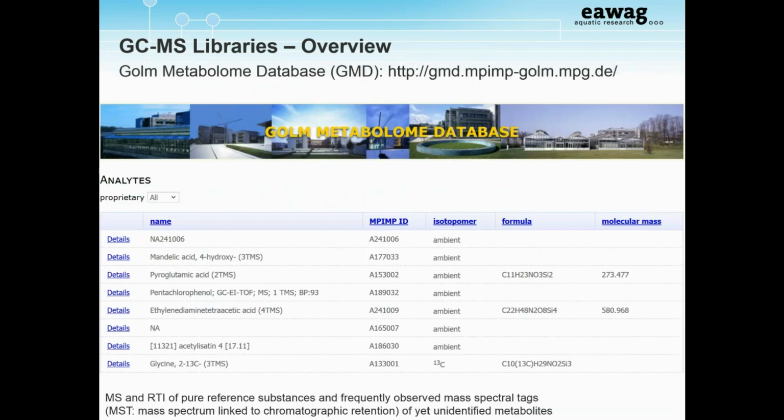We also have the Golm Metabolome Database, which is hosted by the Max Planck Institute in Germany. What I really like about Golm is that they've also referenced unknown substances that they're frequently observing in their samples. So their library has mass spectra and retention time index of both pure reference substances, as you see here, the ones with the information, but also of their unknowns. This is what they call MSTs, or mass spectral tags.